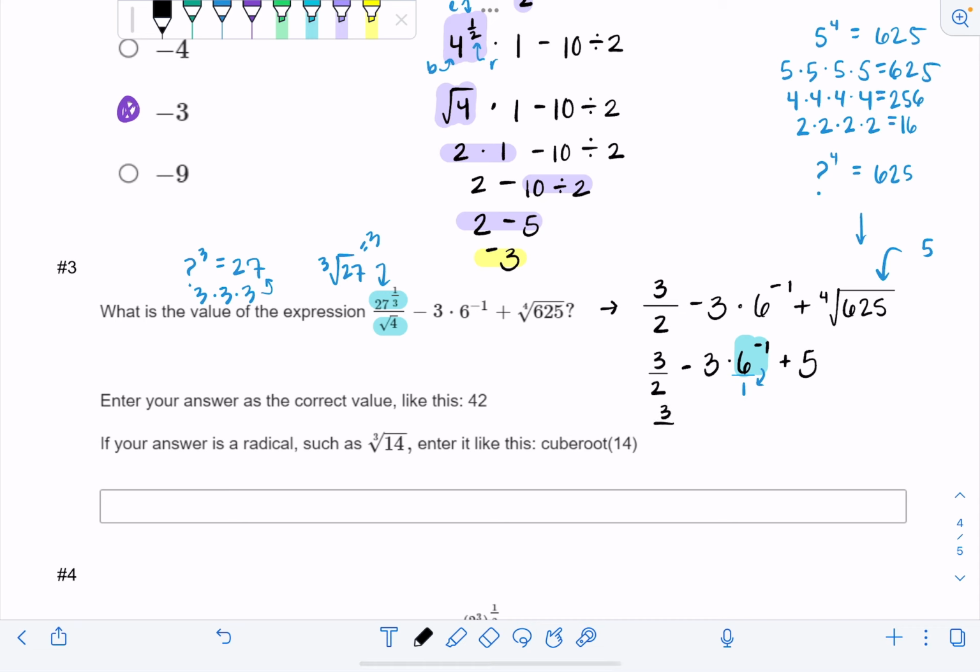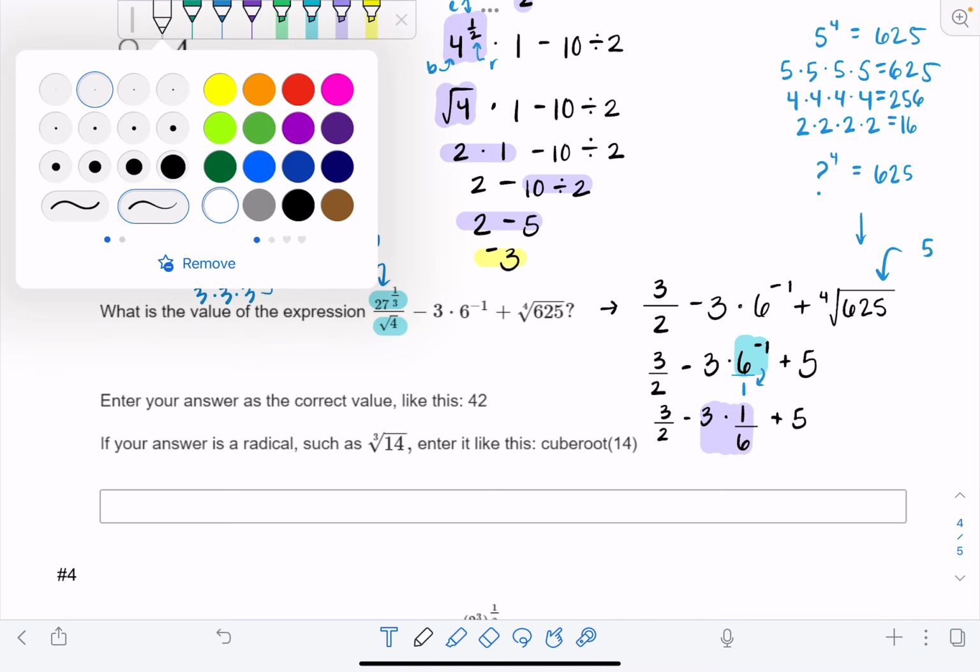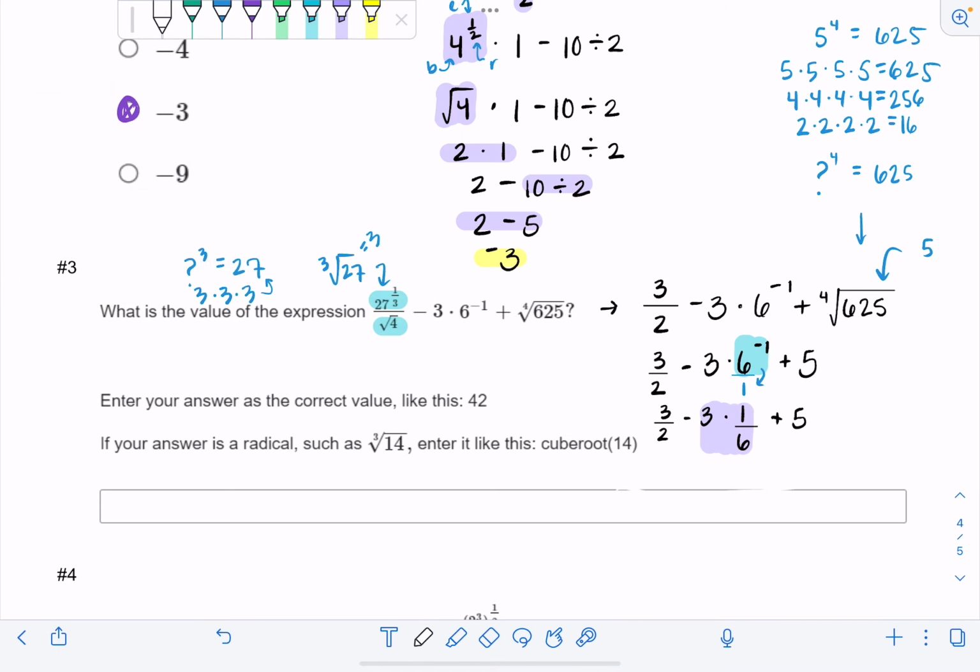So it'd be 3 over 2 minus 3. And then the 6 to the negative first power, I would flip that 6 to the denominator, and it would become a positive first power, but I don't need to write that. And then since there's nothing left in the numerator, I would just have a 1 left there, and then plus 5. And then now with order of operations, we have subtraction, multiplication, addition. So multiplication would come next. So we have to multiply the 3 times 1 sixth. Hold on, I'm going to cover up these lines just so I can keep writing over them.